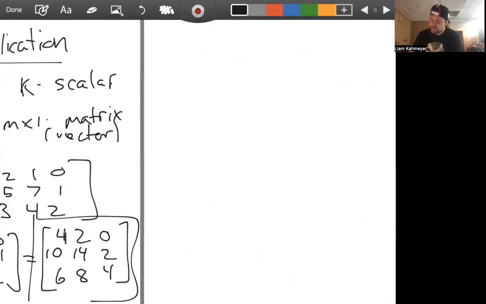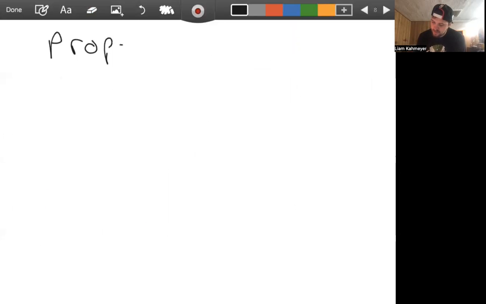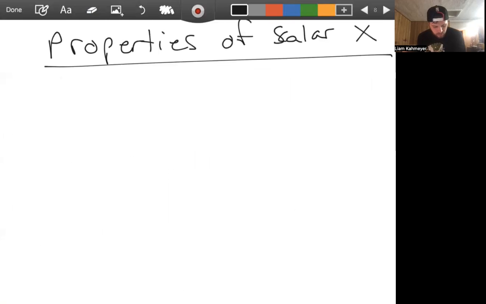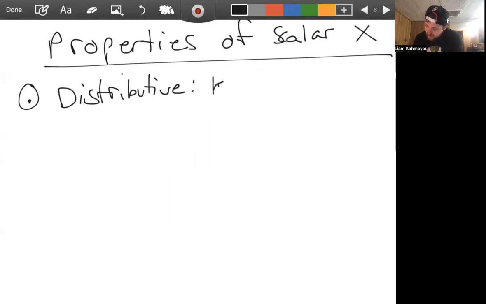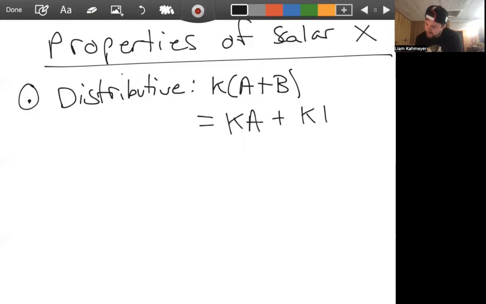And I'll quickly go over some properties of scalar multiplication. We have the distributive property. Meaning if you have a scalar K, and then you're applying this to a sum of 2 matrices, well, then this is the same as KA plus KB, right? And so the scalar distributes across the matrix addition.